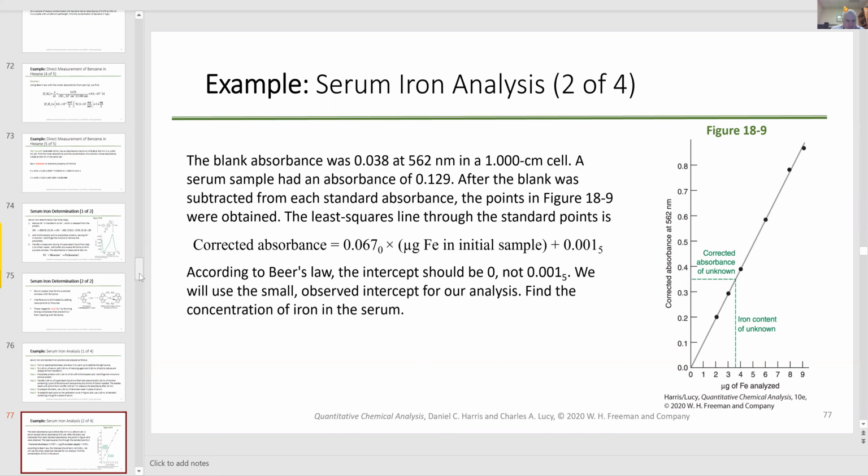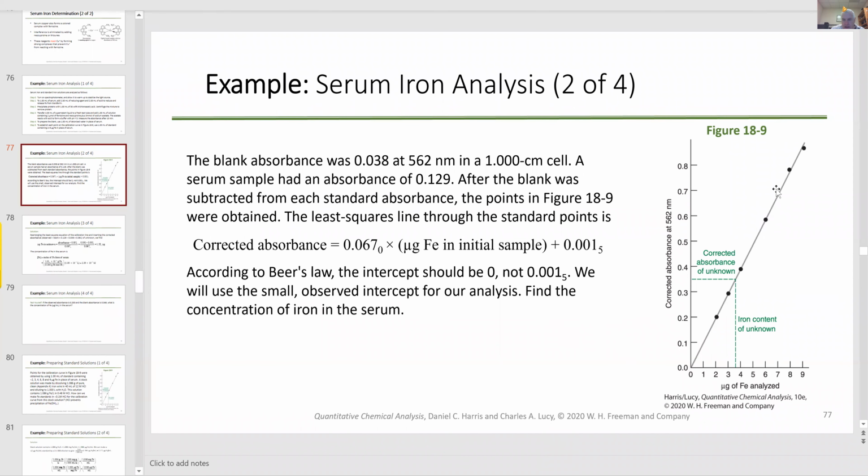And in this case, whenever you do a calibration like this, right, the nearer your measurement is to the origin here, the more important it is to include any small offset that you get. In this case, we're out here, and we're going to include the 0.015.